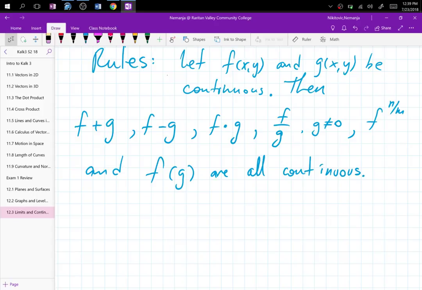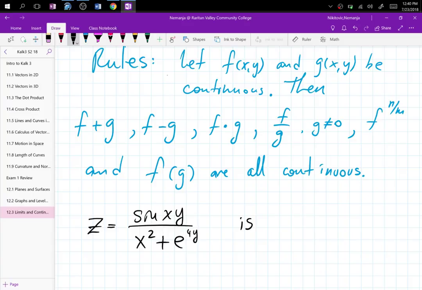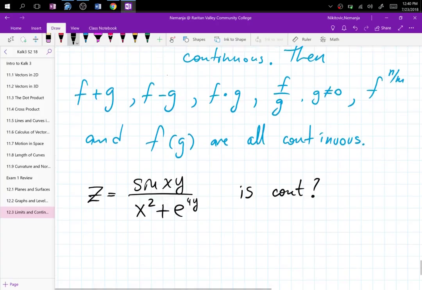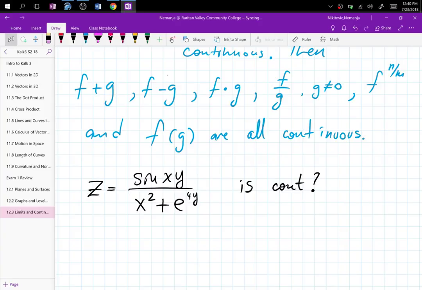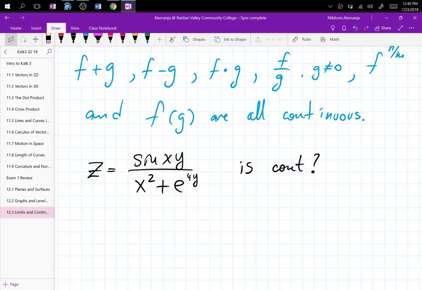So now, let's say z equals sine of xy divided by x squared plus e to the 4y. Is this continuous? The answer is hell yes. But then you have to do all of these, like it's a paragraph to do it.